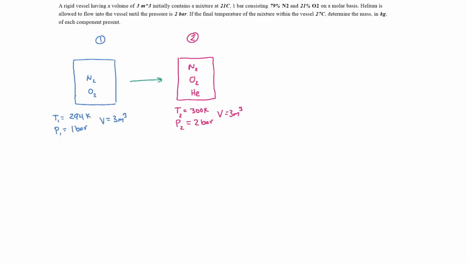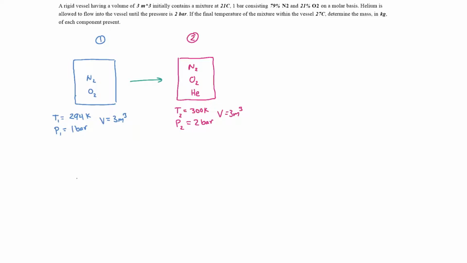Okay, so the best way to go about this problem is using the ideal gas law. And our goal is to find the mass of each component. Since the ideal gas law is defined for state 1, we can use that to find how many moles of the mixture are at state 1. And we can use the molar percentages of the components of this mixture to find the moles of each component, which can easily be converted into mass.